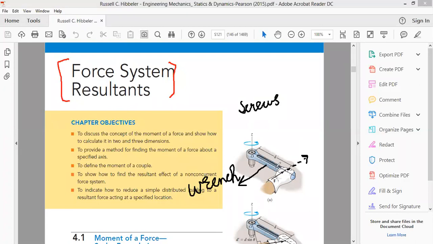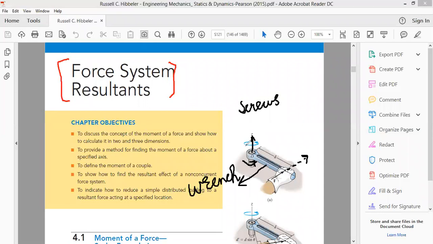But what motion does it cause? It causes the rotation, the rotary motion or rotational motion of this screw, or of these nuts or bolts. So what essentially has happened, the line of action of the force is this, but the effect of this force is somewhere else. The force is causing the rotation, and the rotation is about the z-axis. Okay, this is the axis about which, by right hand screw rule, you curl your fingers.